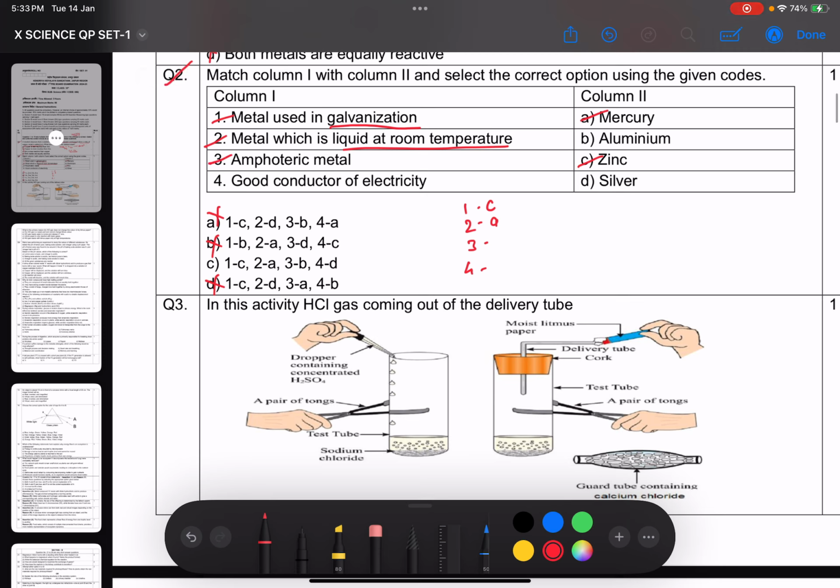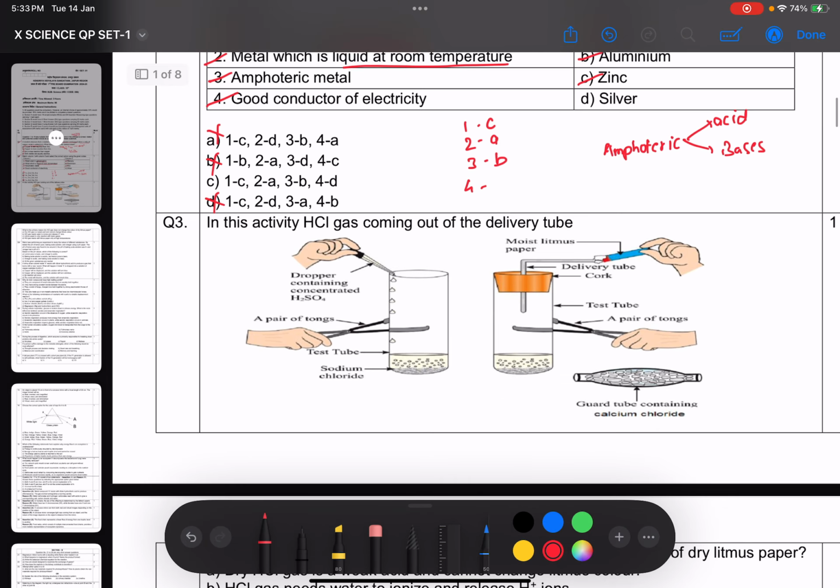So the third, which says amphoteric metal. Amphoteric means which can react as both an acid and a base, so these are called amphoteric; they can act as an acid and a base. We have the two options, aluminium and silver. We know that aluminium reacts as an amphoteric oxide. Last, good conductor of electricity. We know that silver is the best conductor of electricity above all the metals.